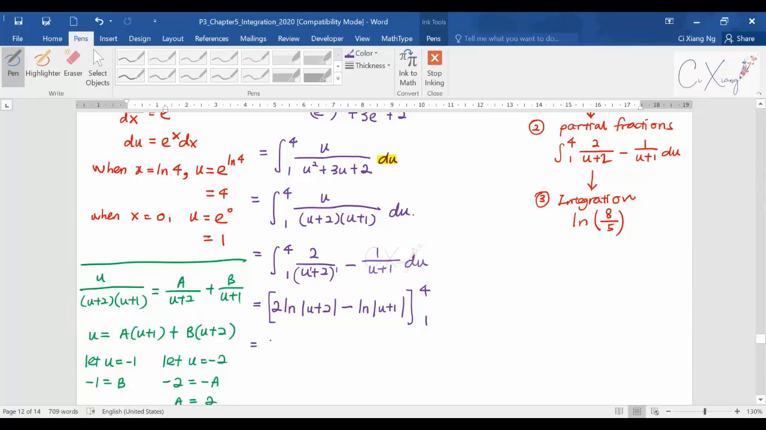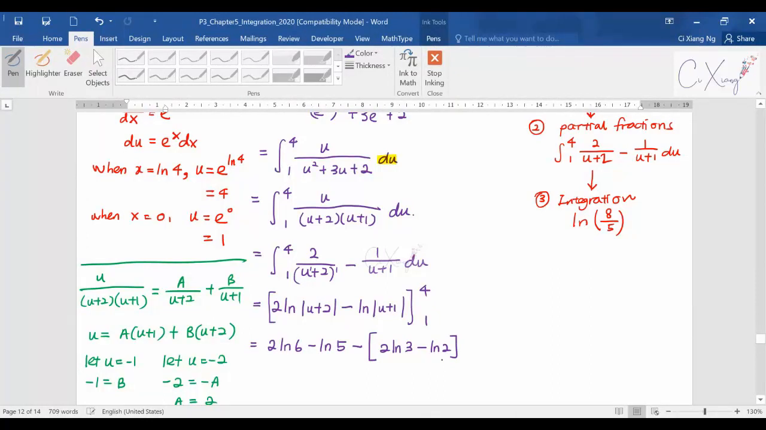Alright, okay, then you can start to substitute the values in. So substitute the 4 into the equation. You have 2 ln 6, 4 plus 2 is 6, right? Then minus ln 5, u plus 1, 4 plus 1 is 5. Minus, then you substitute 1 into the equation now. You have 2 ln 3, okay, minus ln 2.